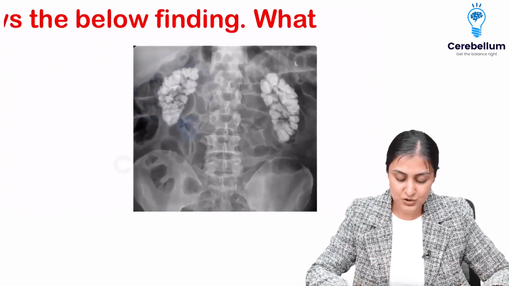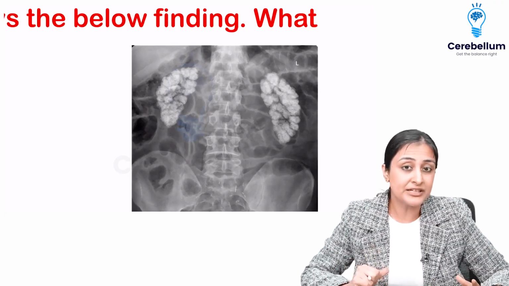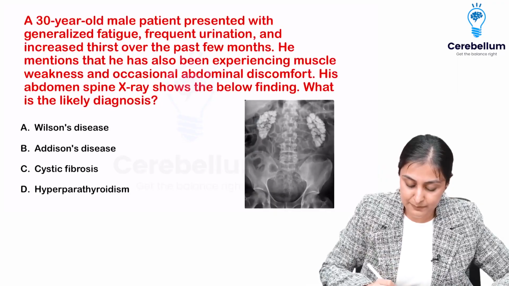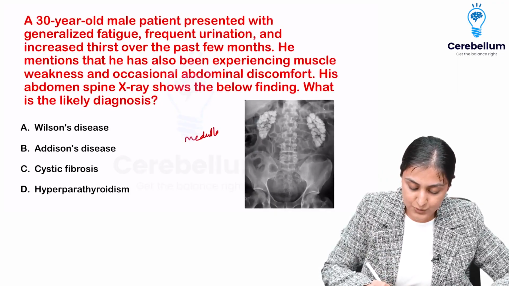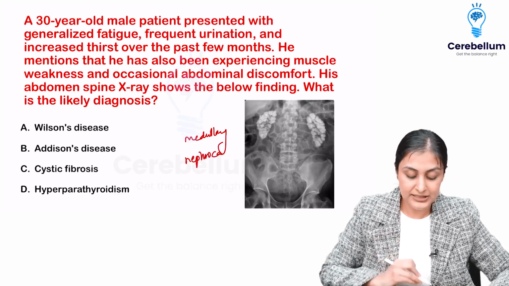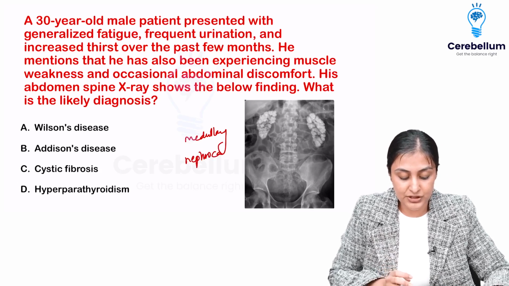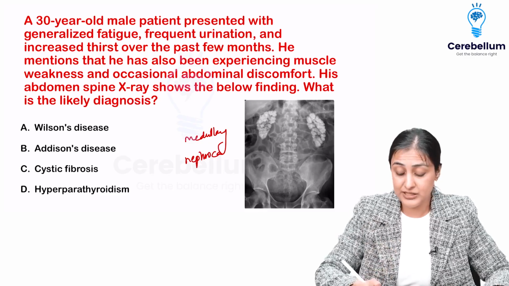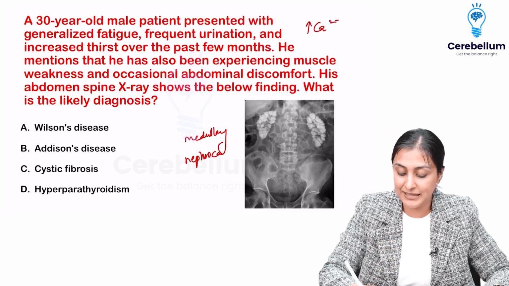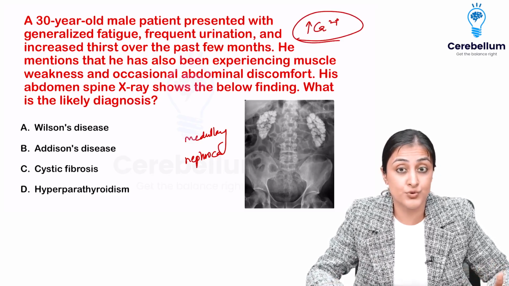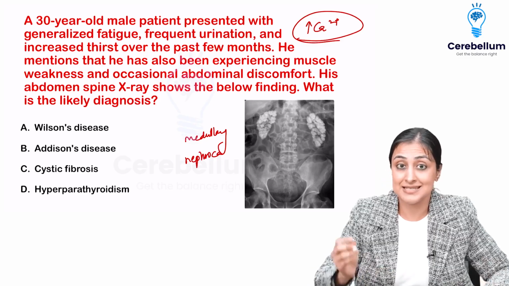Straight up, before reading this long history only, do you recognize the image? Medullary pyramids, calcification. So this is medullary nephrocalcinosis. With this background, let's read the question. 30-year-old male, fatigue, urination, increased thirst, weakness, discomfort. All of these findings are suggestive of hypercalcemia. Do you remember moans, bones, groans? So hypercalcemia has these signs.